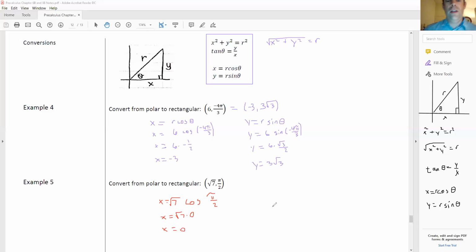All right. Now we're going to go ahead and figure out what y is. So y equals root 7 times sine of pi over 2. So y is root 7 times 1. So y is root 7. So that means this point right here is equal to (0, root 7).